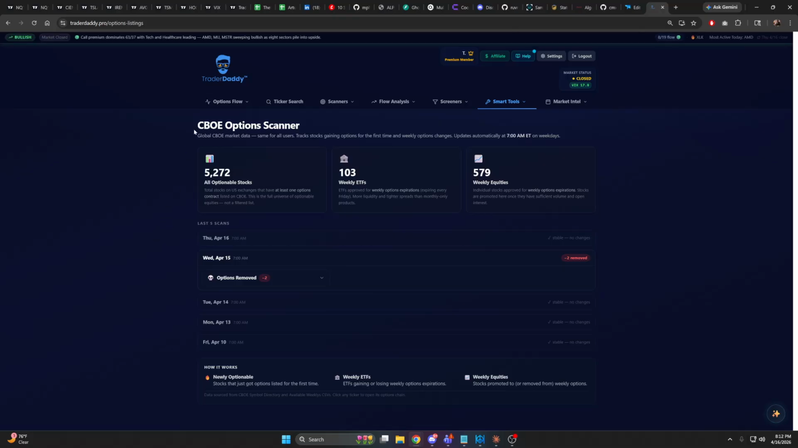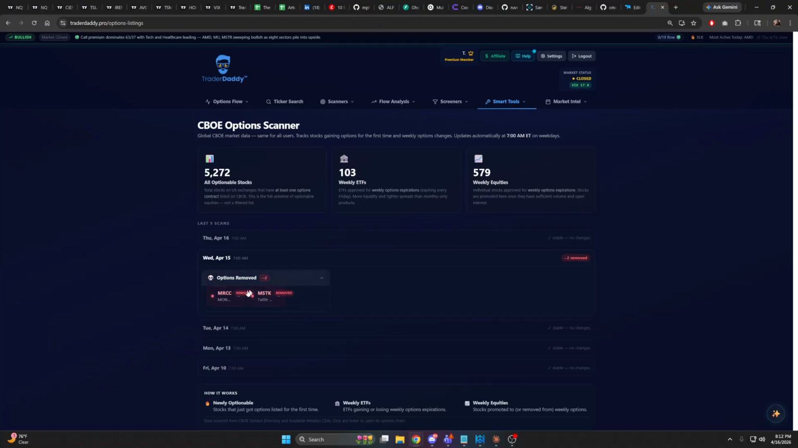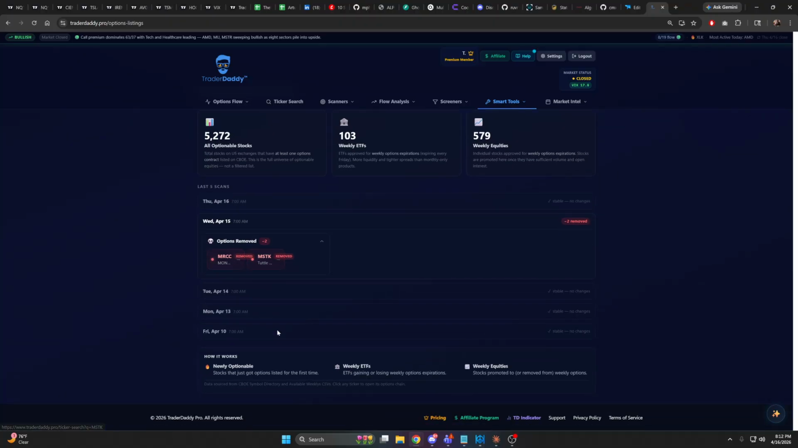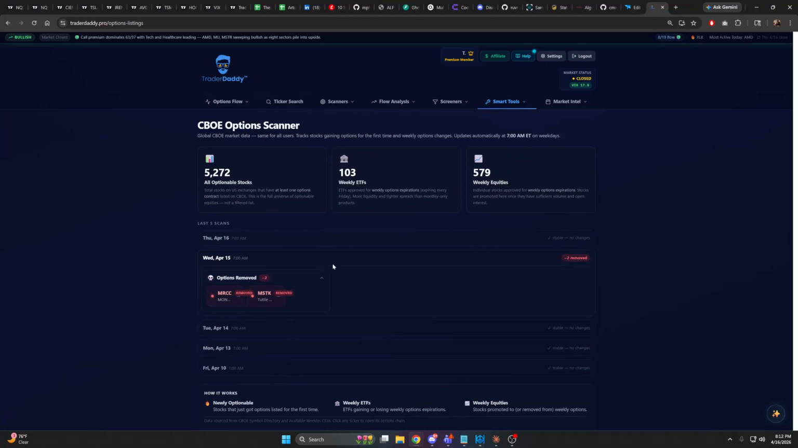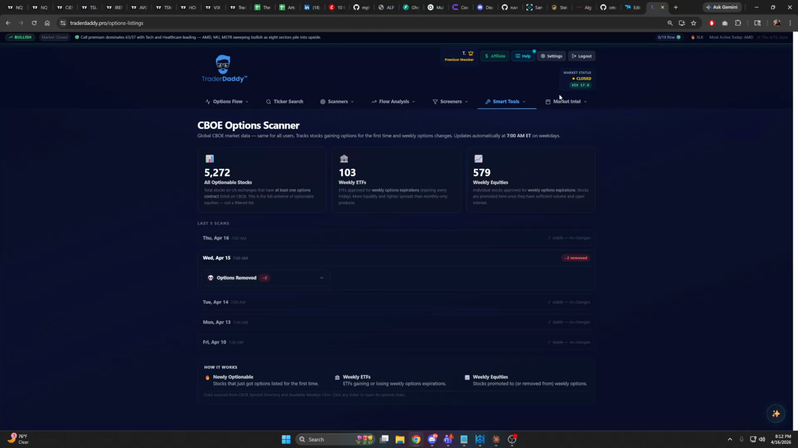And then we have a CBOE option scanner. This is just Michael nerding out. He scans the CBOE chain every day and I don't know why, but he's interested in this. It basically tells you if it has added new stocks or removed stocks, and if it has added or removed ETFs and weekly equities. So whatever these two stocks are, apparently they got their options removed. I don't think anyone but him uses this, so just ignore this page.